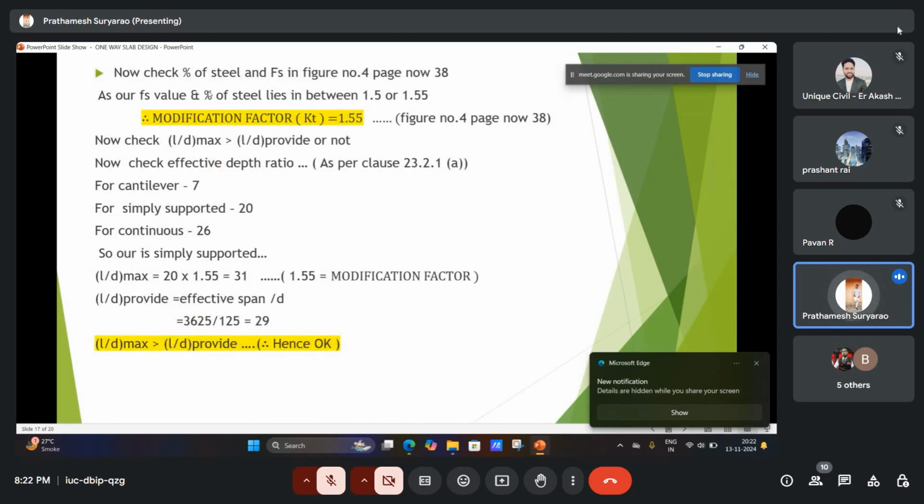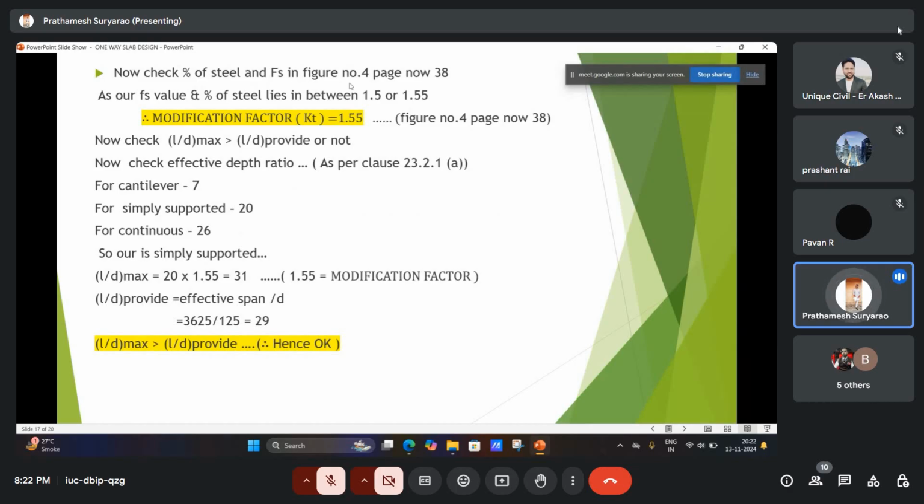So now check percentage of steel and Fs in figure number 4 on page number 38. There is a table in between. We have to check the Fs value, where the value lies in that table. As per the Fs value, the percentage of steel lies in between, so our value lies between 1.5 and 1.55. So the modification factor we will take is 1.55. Refer to figure number 4 at page number 38.